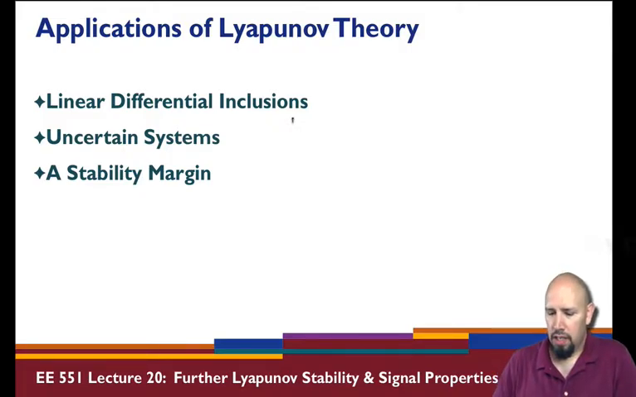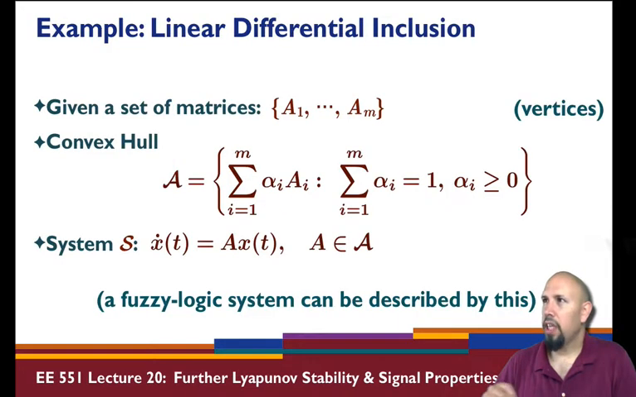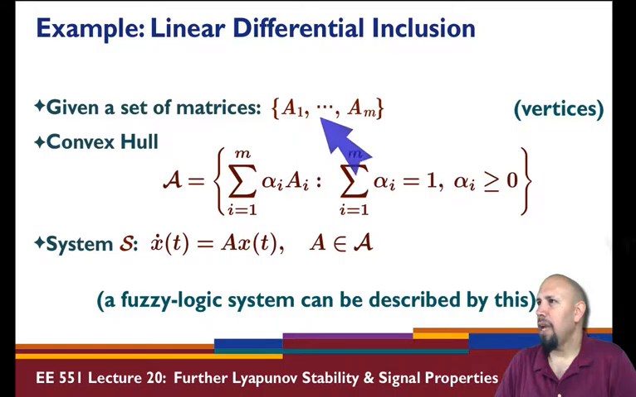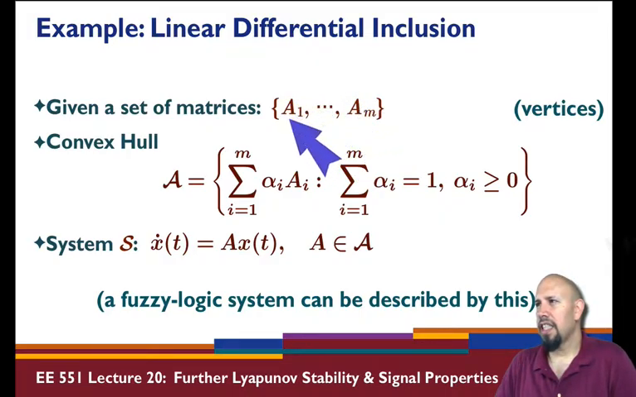Here are some applications of the Lyapunov theory: linear differential inclusions, uncertain systems, stability margins. We can analyze all of these using Lyapunov theory for linear time invariant systems. So, linear differential inclusions. Suppose you have a set of matrices, and these we can consider the vertices of an uncertain system. So the system is not completely uncertain. It lies within a set of systems.